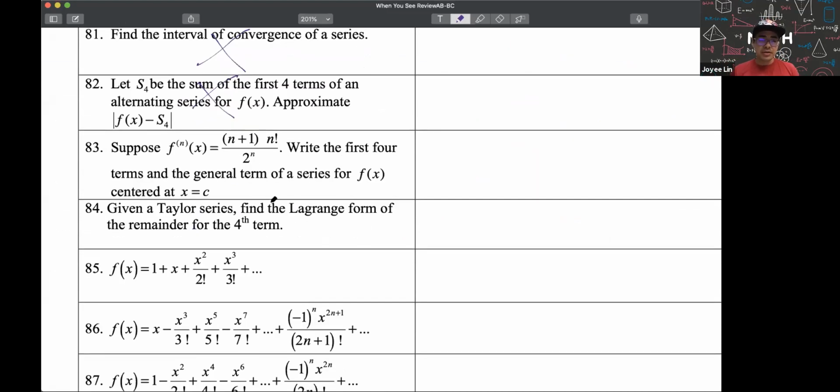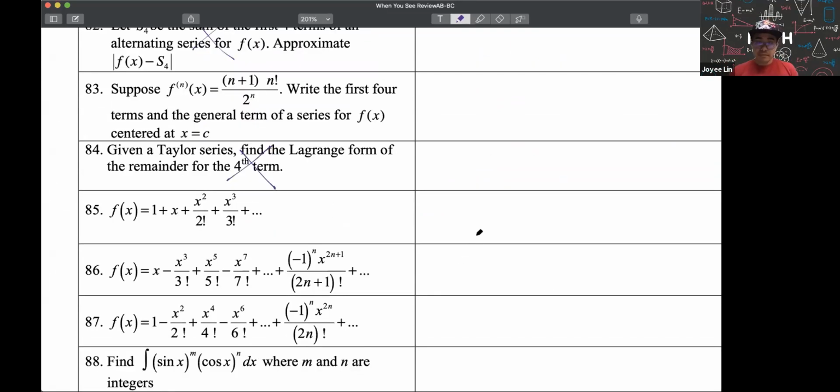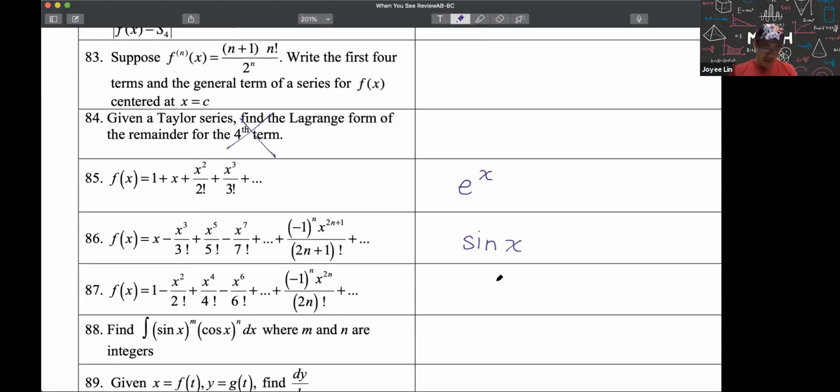You don't need to know Lagrange error. I'll give you this one just for the heck of it. I don't think you'll need to know it. This one's e to the x. This one's sine of x. This one's cosine of x.